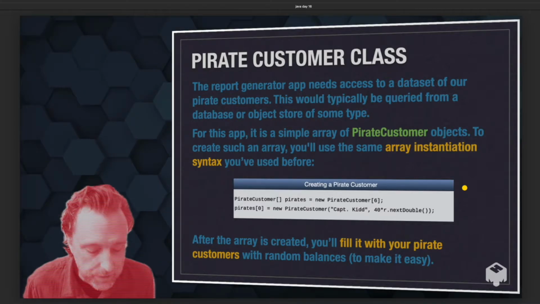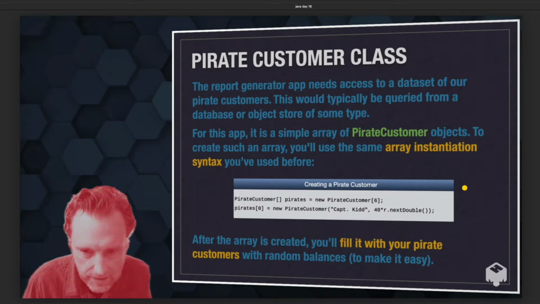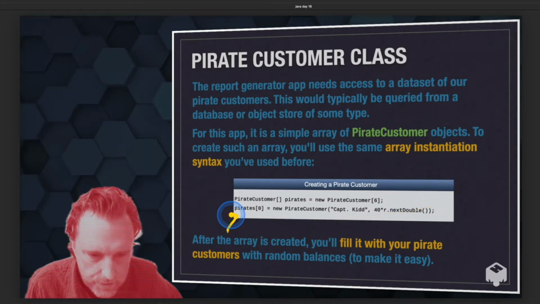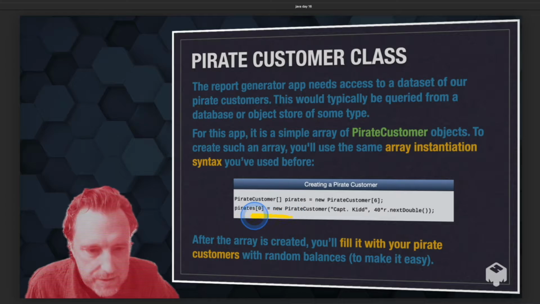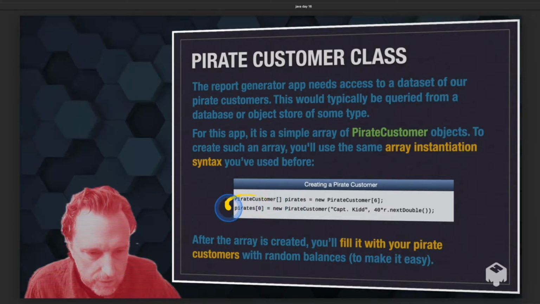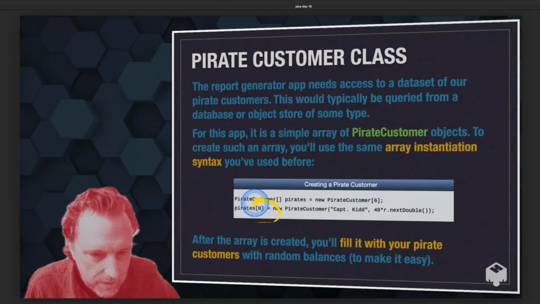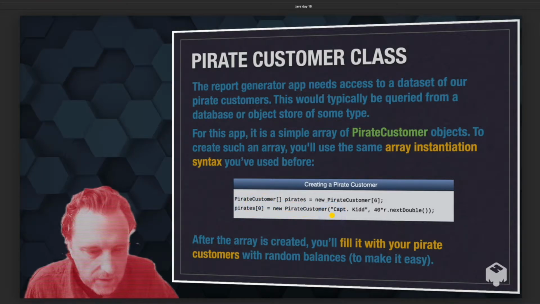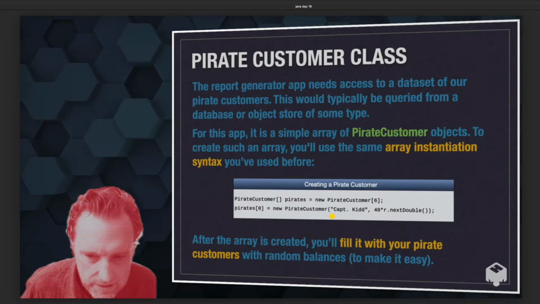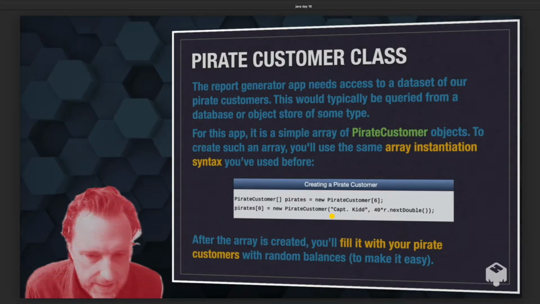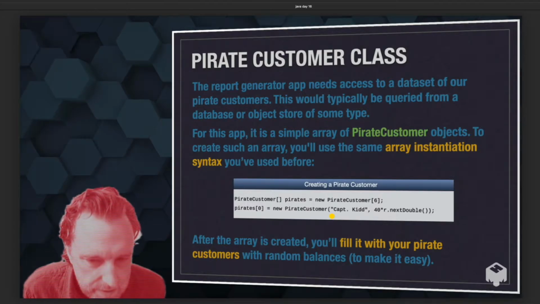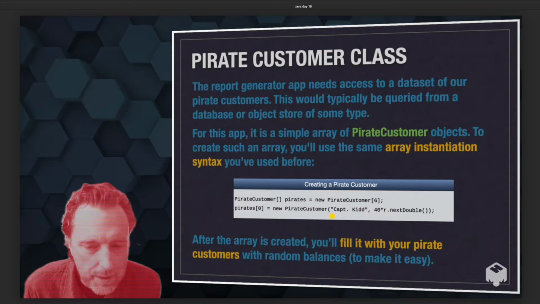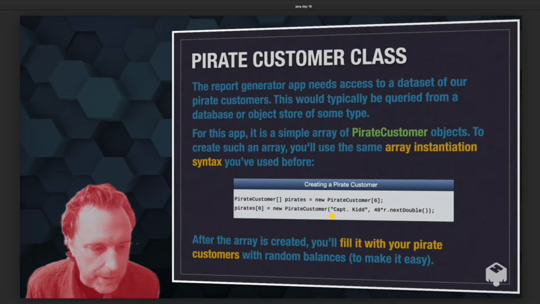If you want to create a new PirateCustomer object and add it to the array, then that's the second line of code here. So if we put a new PirateCustomer into the first index of our array, it would be pirates index 0 equals new PirateCustomer. And then the PirateCustomers need 2 pieces of data. One is the name of the pirate. So this is Captain Kidd. And then the second parameter we're passing to it is the point club balance.